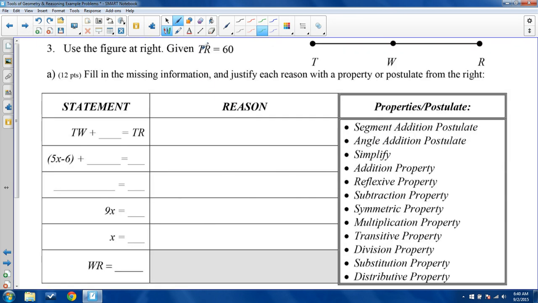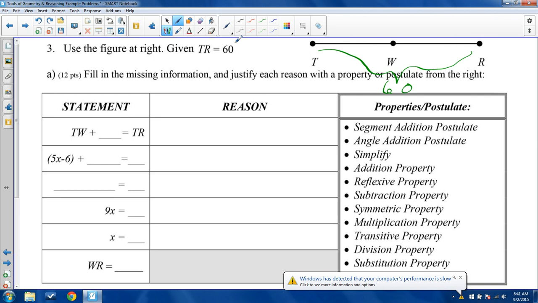Number 3, use the figure at right, given that the entire length of TR is 60. So I know this much. I have segments TW and WR. They do not tell us that TW is congruent to WR, and they do not tell us that W is the midpoint of TR. So make no assumptions there just yet. But what we do know is that these are collinear. These go on the TR segment. So if I add the length of TW with the length of WR, I will get the entire length of TR.